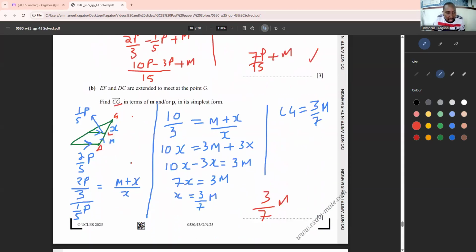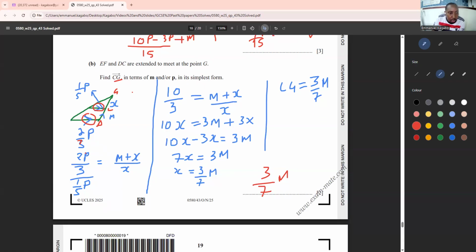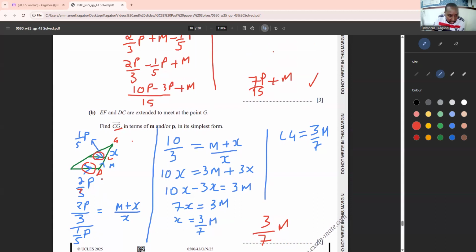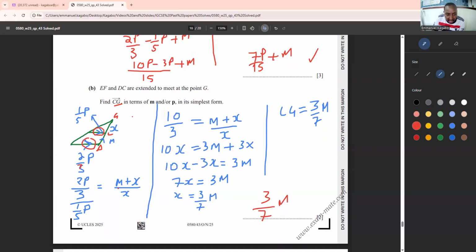CG is X, okay? Now, knowing the similarity, and I have this side and this side, and considering the big triangle, I got 2 over 3P, this side here, divided by that, will be equal to the whole of the big side divided by that. Okay, similarity. So 2P over 3 divided by 1 over 5P equals the whole side of my triangle, DC, the whole of that, divided by the side of the small triangle, which is X. So M plus X over X.